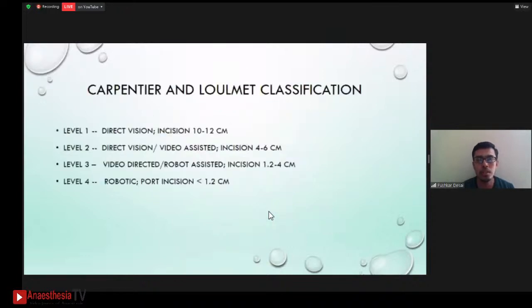So coming on to the classification of MICS, Carpentier and Wilmette classification, they have classified MICS into 4 levels, which depends upon the size of the incision and whether it is under direct vision or totally endoscopic, like robotic vision. So as the size of the incision reduces from around 10 to 12 centimeter to less than 1.2 centimeter, that is just a port access surgery. It can be classified from level 1 to level 4.